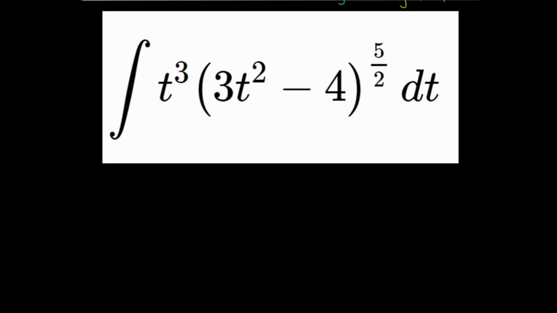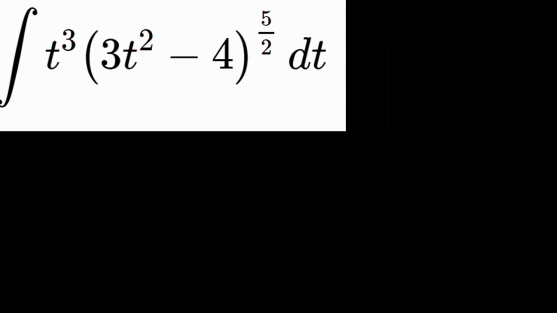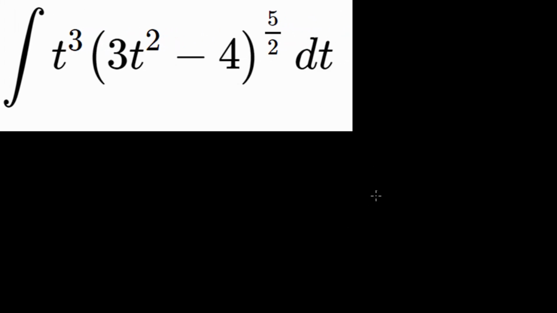Now, assuming that you have attempted the problem, let's start working through this. And you could start by trying to do some type of u substitution, but in order for that to work, you need a function and its derivative. And you almost get the derivative of t to the third power, since that's 3t squared, but because it has this -4, and it is all raised to this 5/2 power, that substitution won't work.